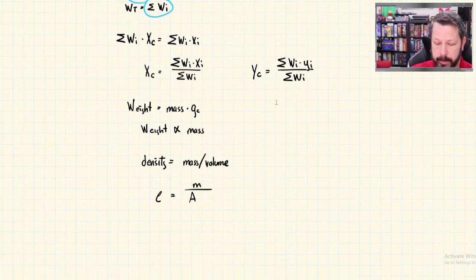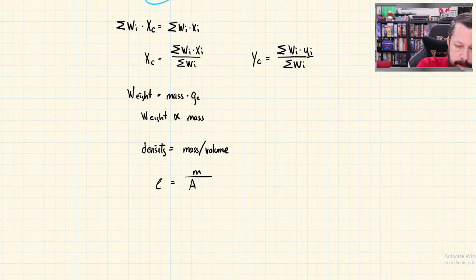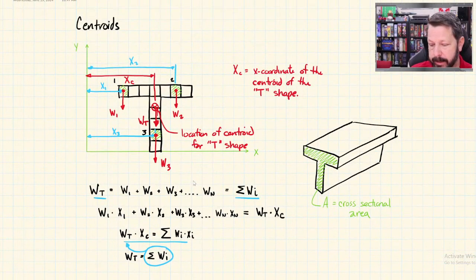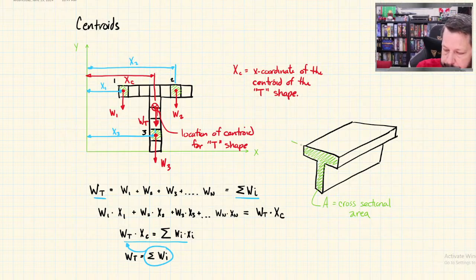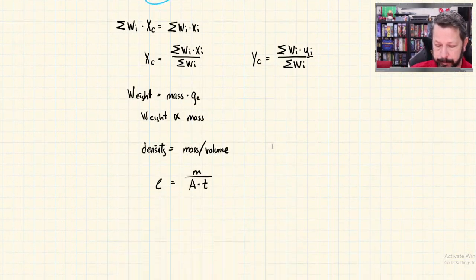Cross-sectional area. So that's this A right here times however thick this beam is. And by thickness, I mean this dimension here. How long is the beam? Could have used an L, I suppose. Okay.